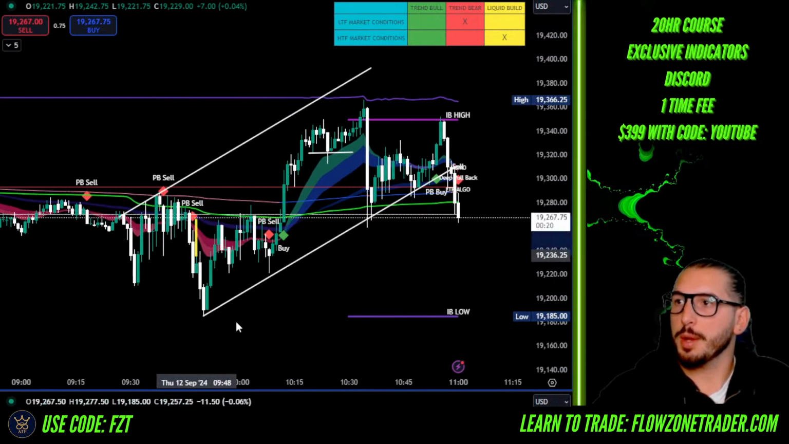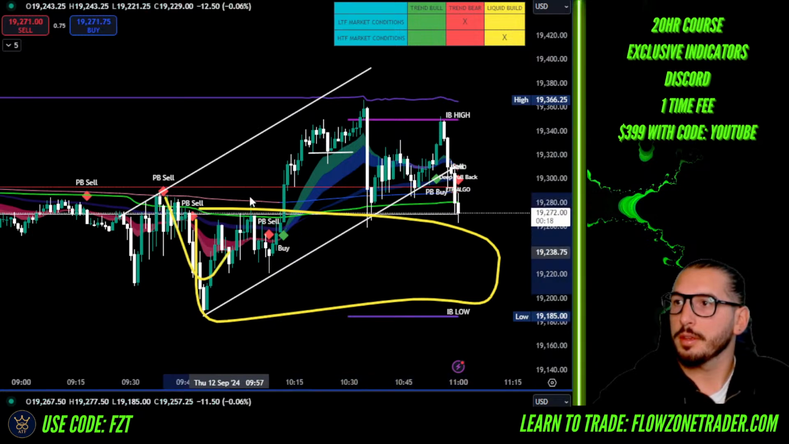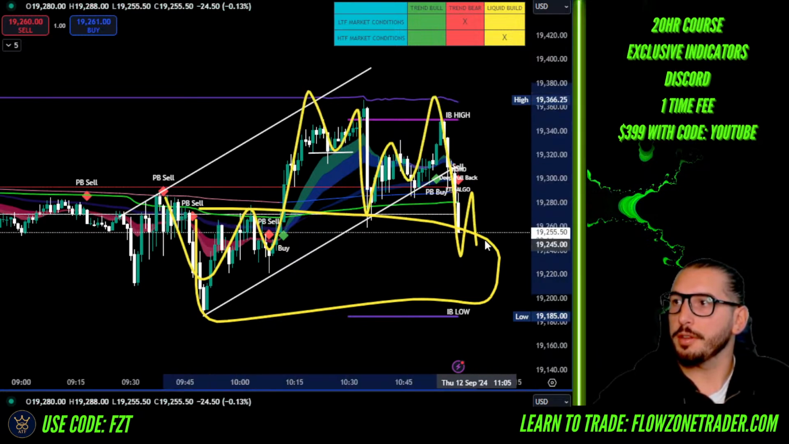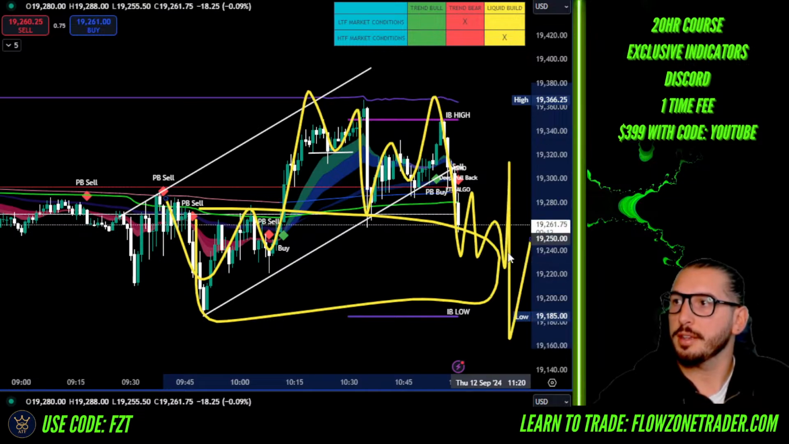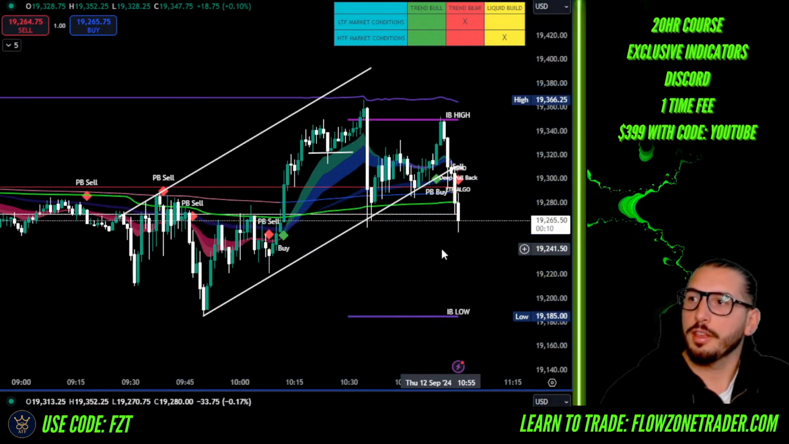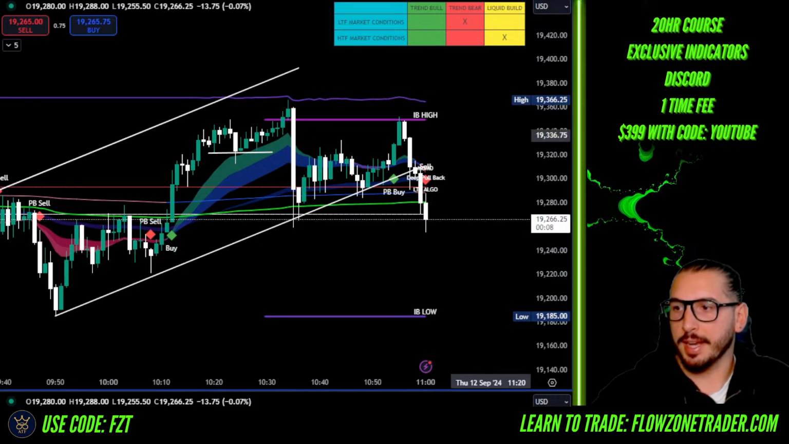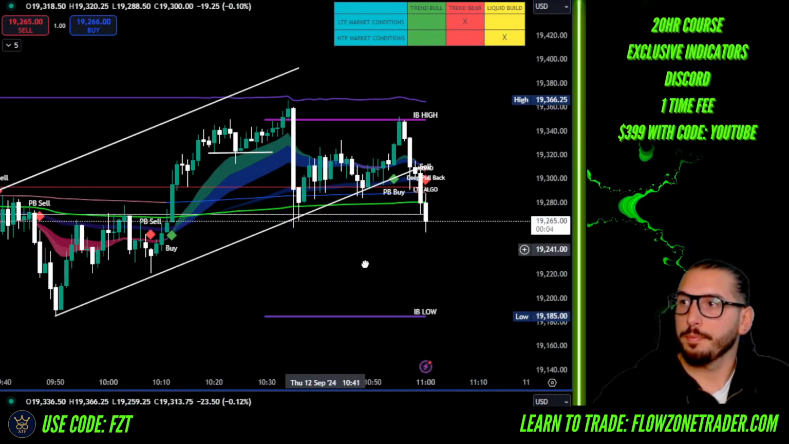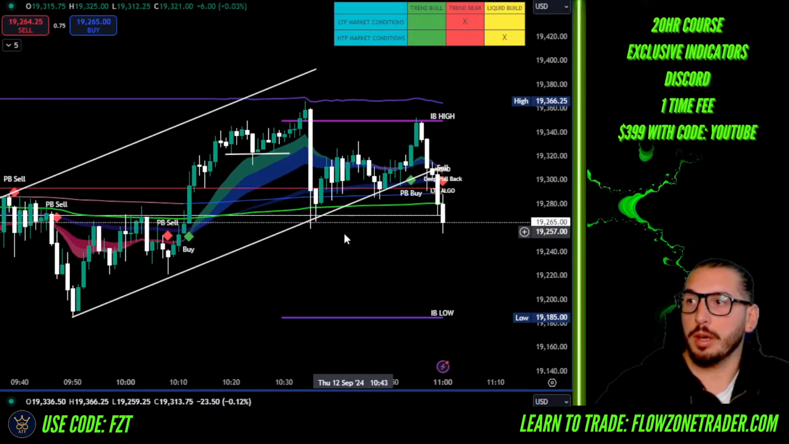Structure-wise, this is where we found bid support. So we've done this. We might do this. We might do this. Right? This is not obvious, nice, clean action. Definitely not participating as a buyer right now.